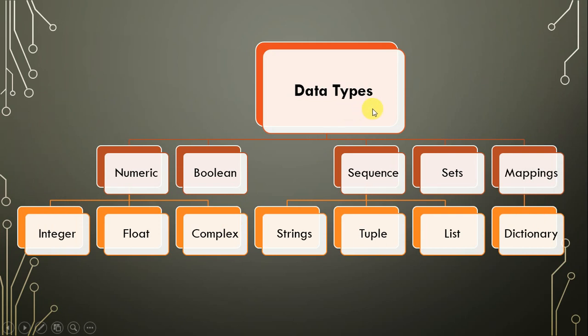Data types. Data types tell us the type of data stored in a particular variable. We have different data types: numeric, which has integer, float and complex data types; boolean; sequence. Sequence consists of strings, tuple and list. About these we will learn in the later chapters. Sets, mappings, dictionary.